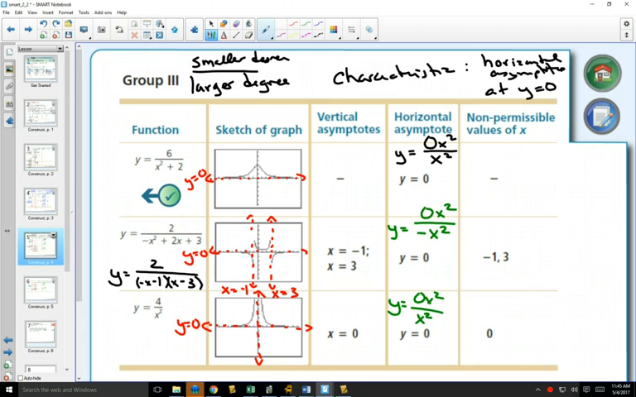Your graphing calculator doesn't always do the best job of graphing the entire thing, but you can have it go all the way up to your asymptotes in both directions. And this is what the final graph looks like.